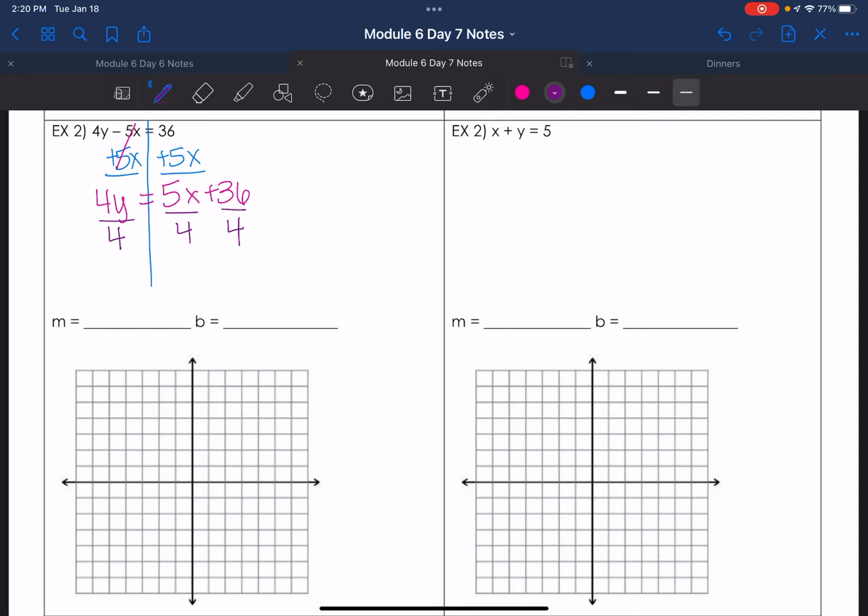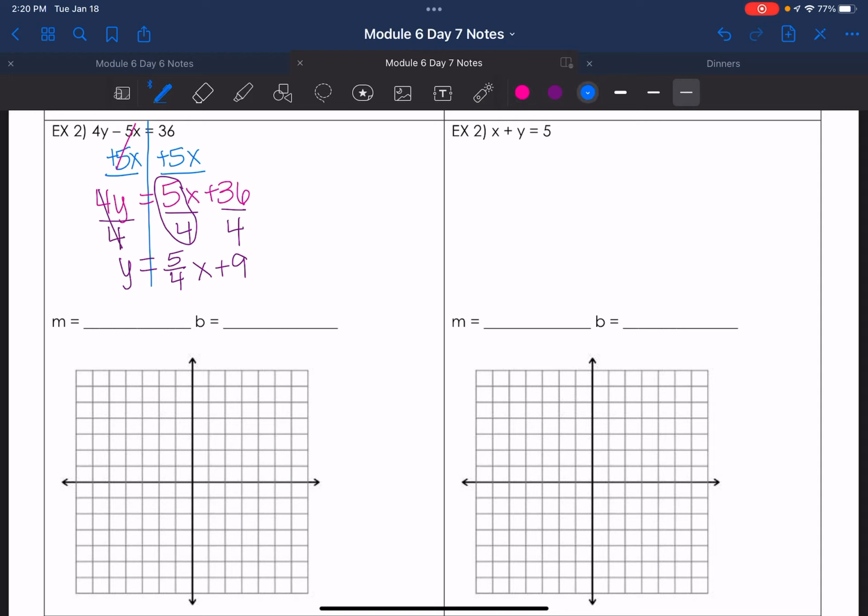When I divide 4y by 4, I'm left with y on the left side of my equal sign. And then I have 5x divided by 4. All I want to do is take this fraction right here and set it next to the x. So I don't even need to divide it. I don't need to simplify it into a decimal. I just leave it as 5 over 4x. And then we have 36 divided by 4, which gives us a positive 9.